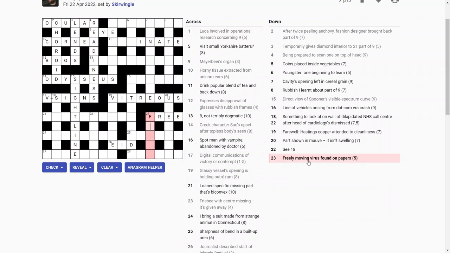A freely moving virus round on paper. Papers. Papers is often ID. Freely moving virus found on papers. Not sure. Part shown in mauve, it isn't swelling.